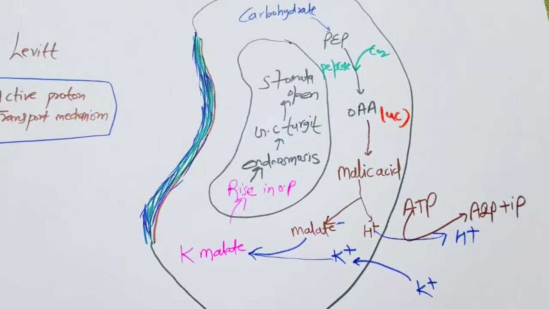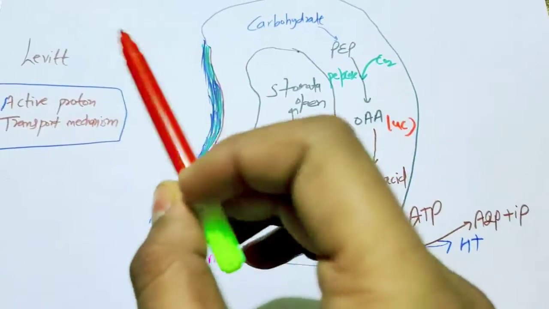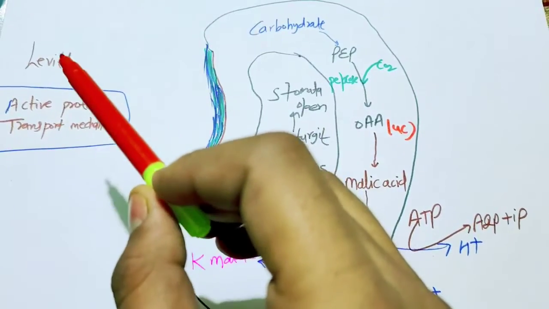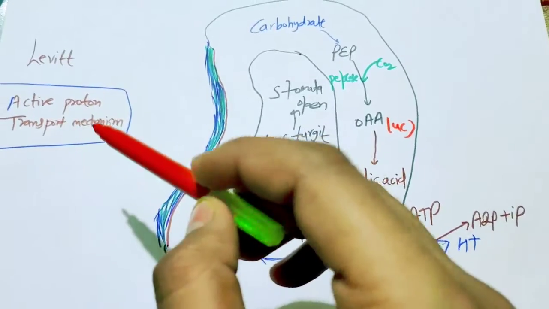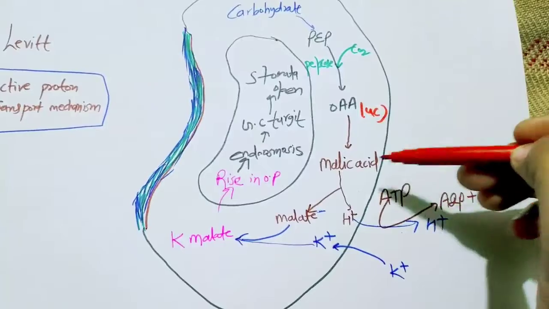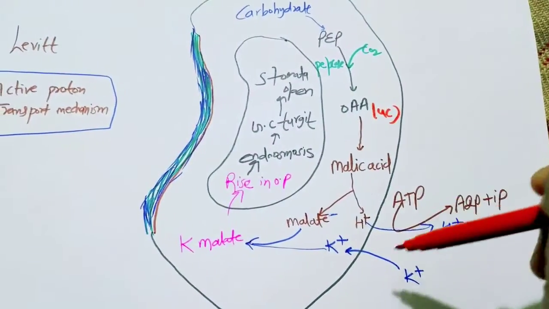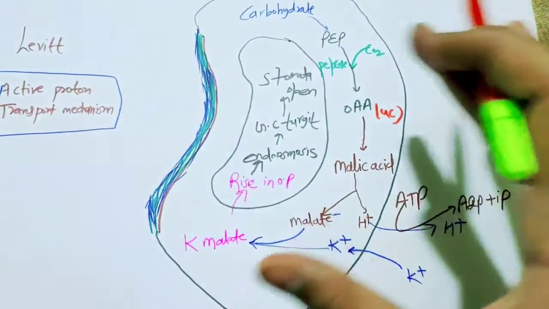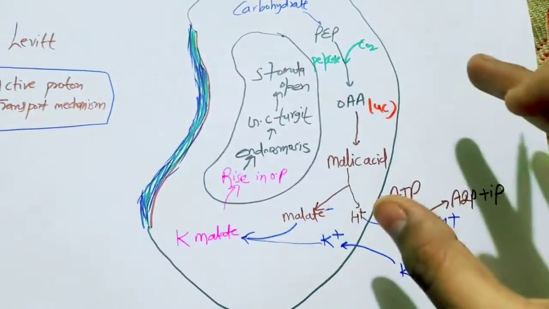This is the best modern theory about this mechanism, the most eminent theory about opening and closing of a stomata, and it is given by the Levitt scientist. We call it the active proton transport mechanism. As you can see, I have diagrammed a guard cell, and outside the guard cell one subsidiary cell is also found. All the mechanism is happening in the guard cell.